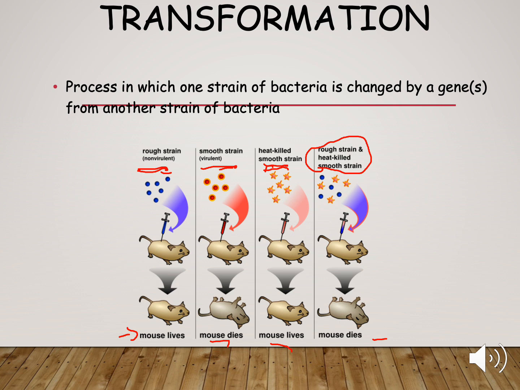So this led to the idea that transformation was occurring, which means that one strain of bacteria is passing on genetic information to the other strain. That smooth strain originally killed the mouse. So something, even though they killed that smooth strain bacteria, something in the genetics had to be passed on to the rough strain in order for that mouse to die.